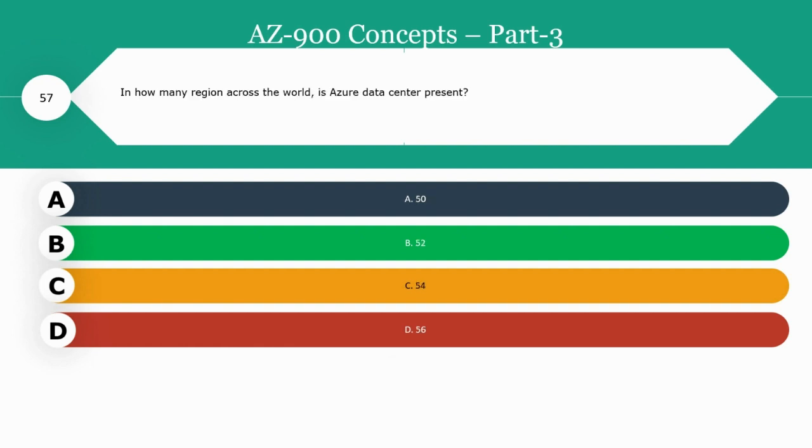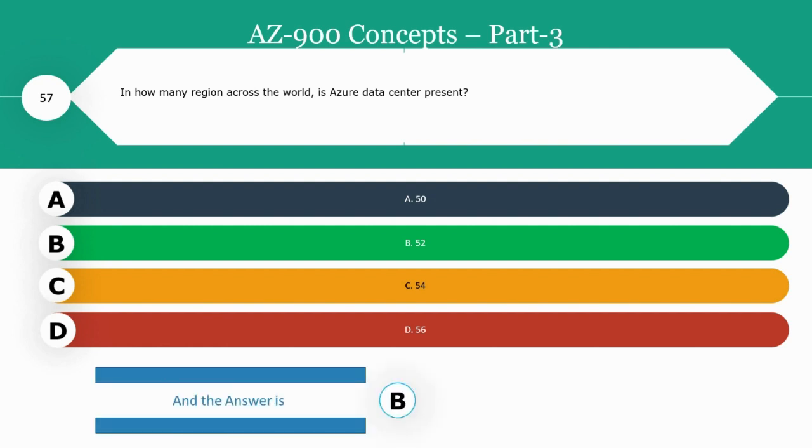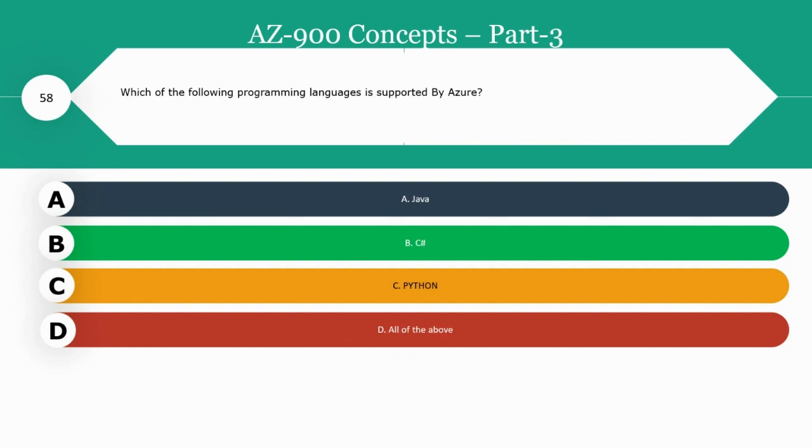In how many regions across the world is an Azure data center present? The right answer would be B. Currently, the most recent update is with 60 plus announced regions, more than any other cloud provider, like the competitors AWS or Google Cloud. Azure makes it easy to choose the data center and regions across the globe wherever you want and your customer needs.